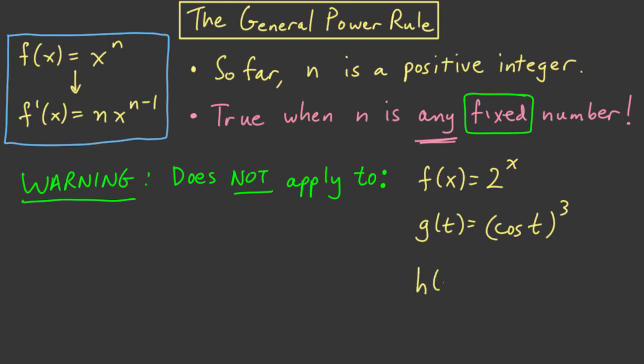If we have something like h of x equals x to the x, now our base is x. That's good, that's our input variable, but our exponent is not fixed. It's x, so it's moving around. So with all of these, the power rule won't work, at least not by itself. We'll learn how to differentiate all of them eventually, but for now, we just don't have enough tools.